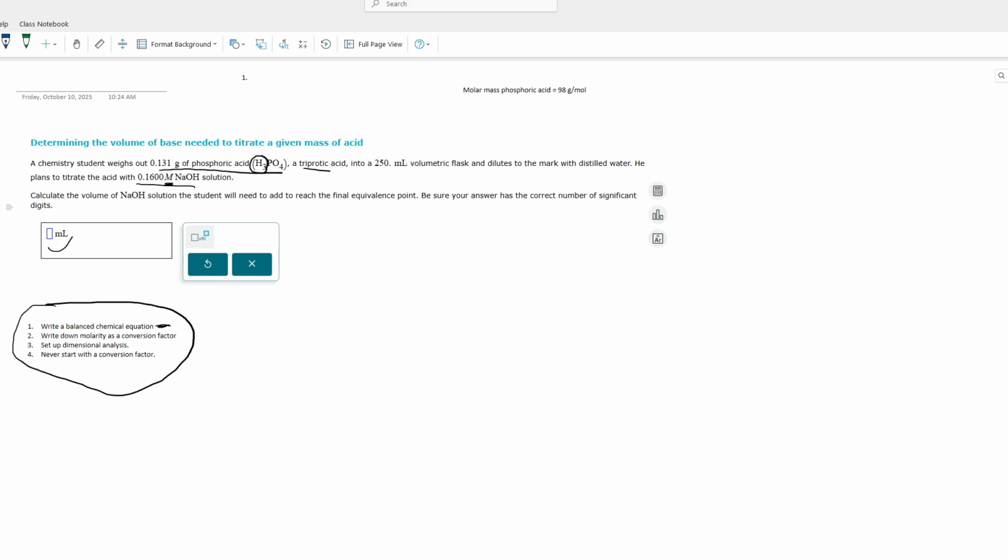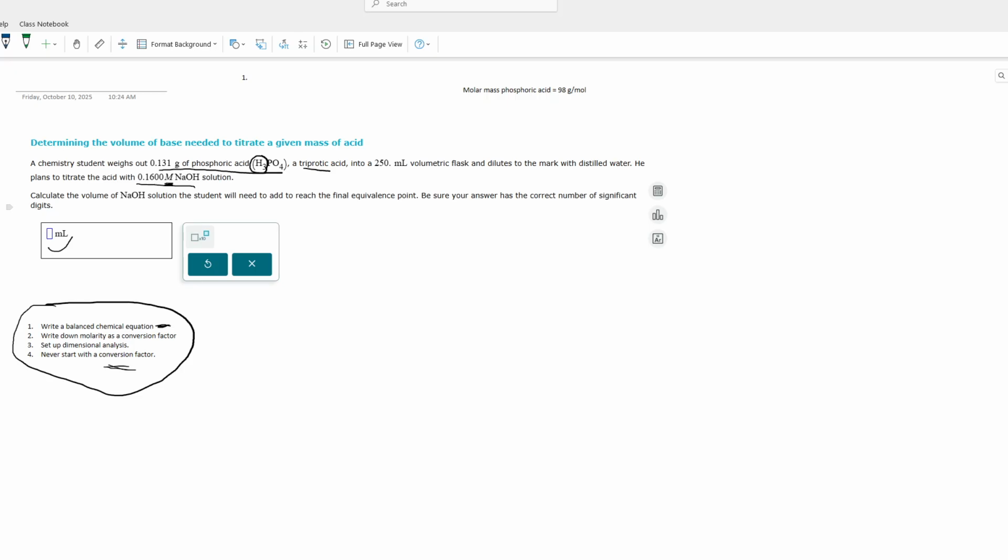Molarity is a big M. I don't like that always. I like to say moles per liter, because that is the definition of molarity, moles per liter. Then I'll set up my dimensional analysis, making sure that my units make sense to me and that they'll cancel each other as I move along. And just as a little hint, I never start with a conversion factor. Okay, so let's do that.